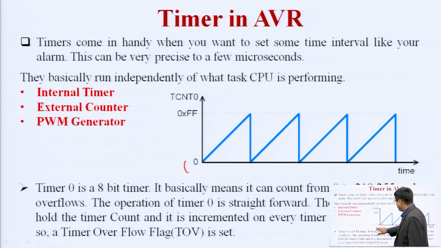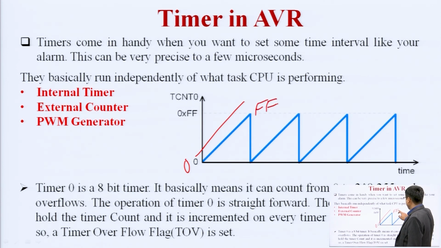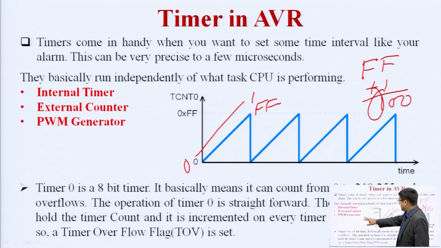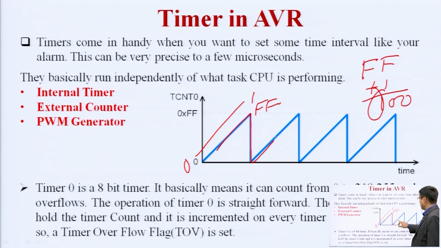It starts from 0 and goes to its maximum value. What is the maximum value? FF. When it exceeds its maximum value, for example FF plus 1, it becomes 100, where 1 is the extra carry. So when it exceeds its value, there is an overflow in the system. When it reaches the maximum value, again it will come to 0 and continue working. The waveform is generated like this.